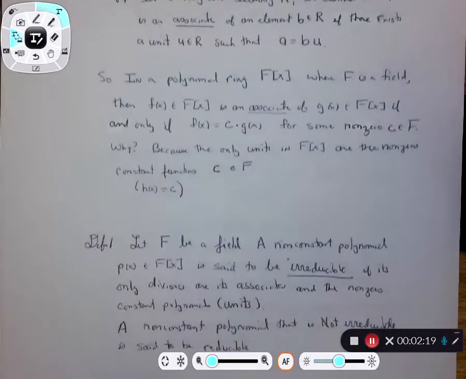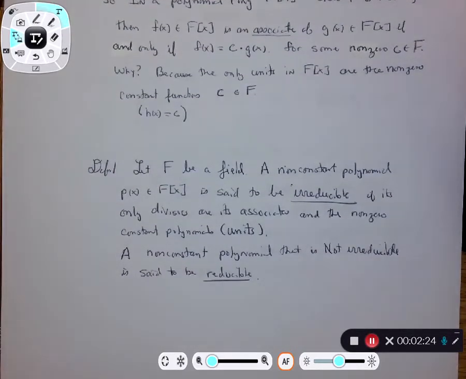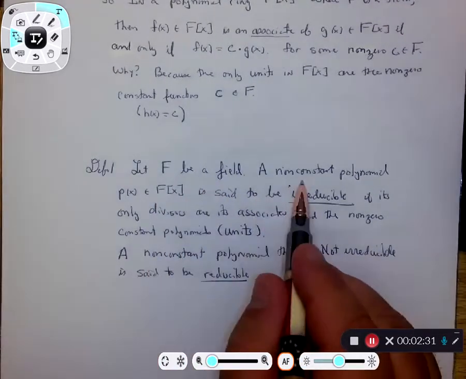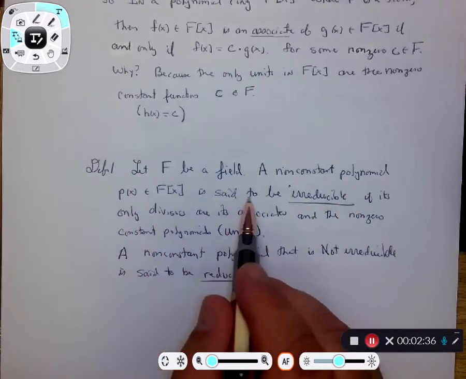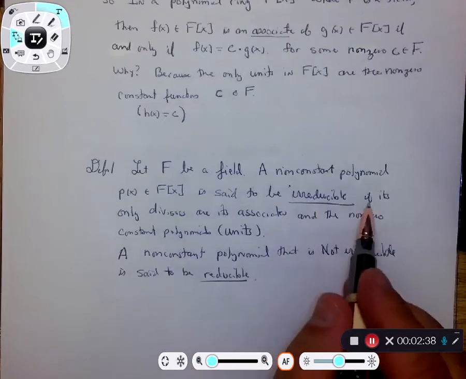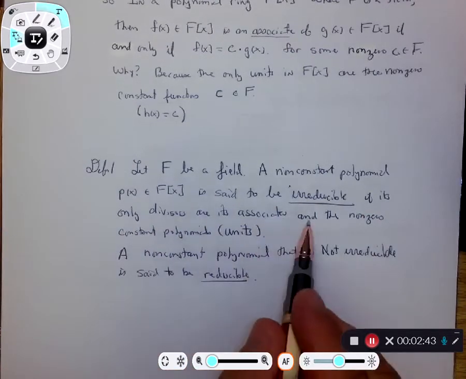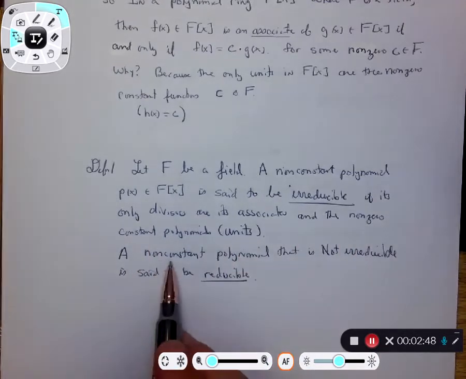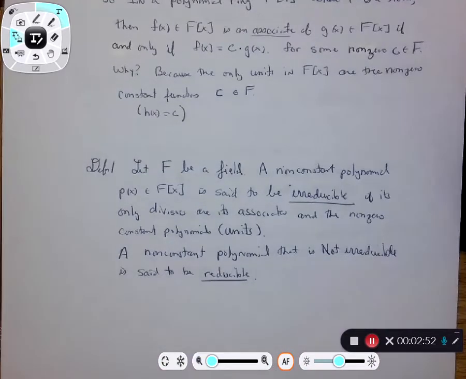So the big idea in section 4.3 is this concept of irreducibility. Definition. Let F be a field. A non-zero polynomial p of x, an element of F adjoined x, is said to be irreducible if its only divisors are its associates and the non-zero constant polynomials, the units. A non-constant polynomial that is not irreducible is said to be reducible.